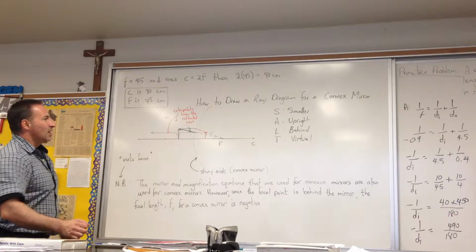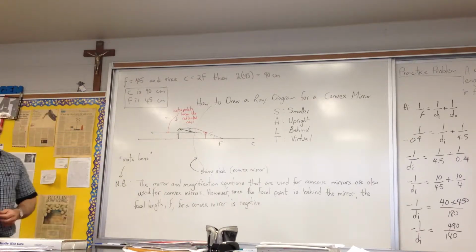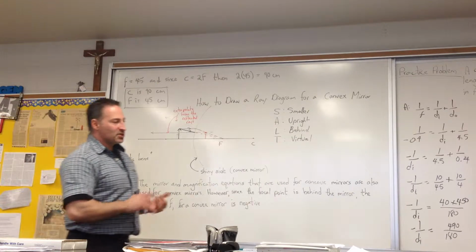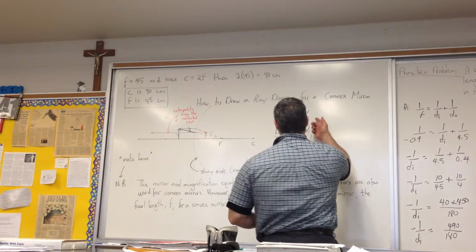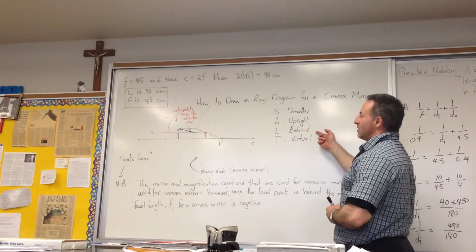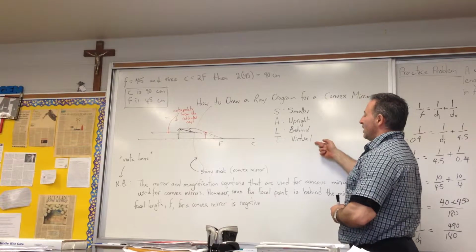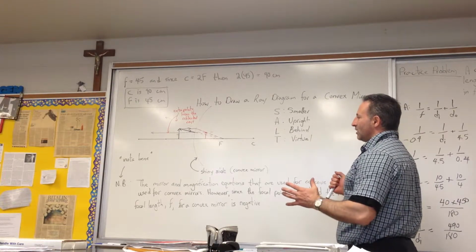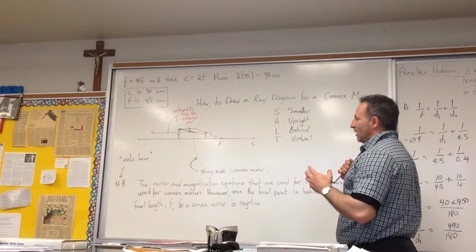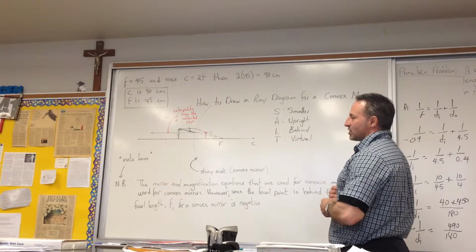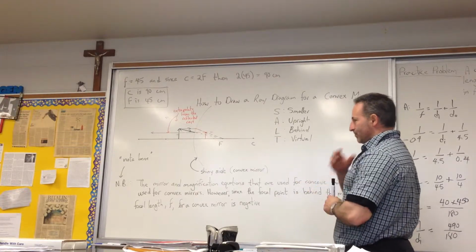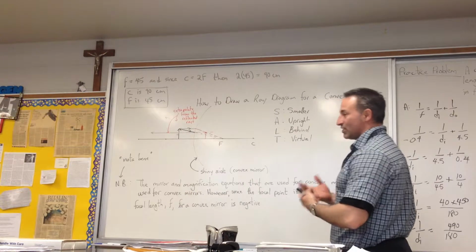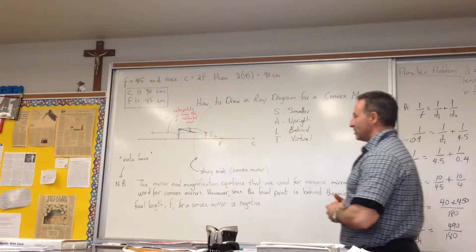So we can see that with a convex mirror, the image is always going to be smaller, it's going to be upright, it's going to appear behind the reflective surface, and it's going to be virtual. You cannot project an image from a convex mirror because the rays diverge. You cannot project it onto the screen. You can only see the image, and it's a virtual image.